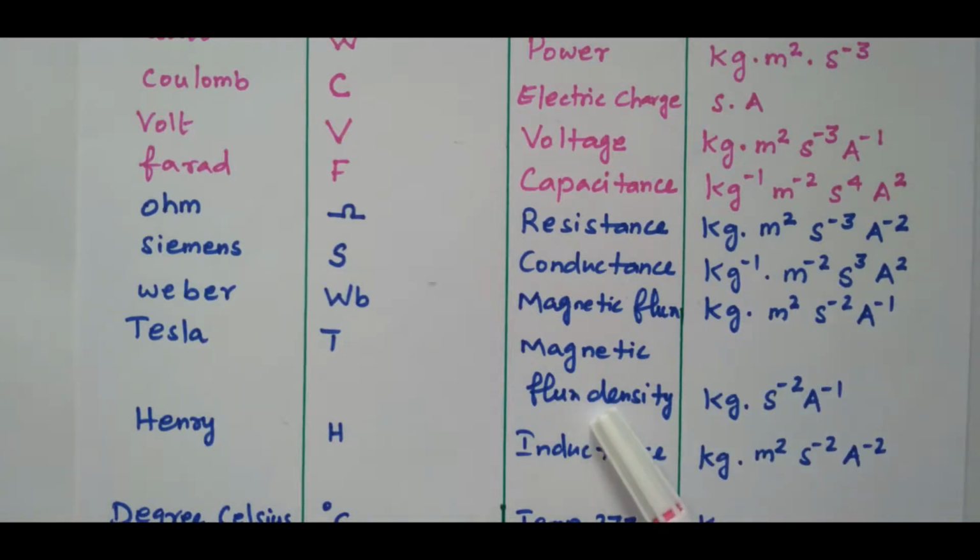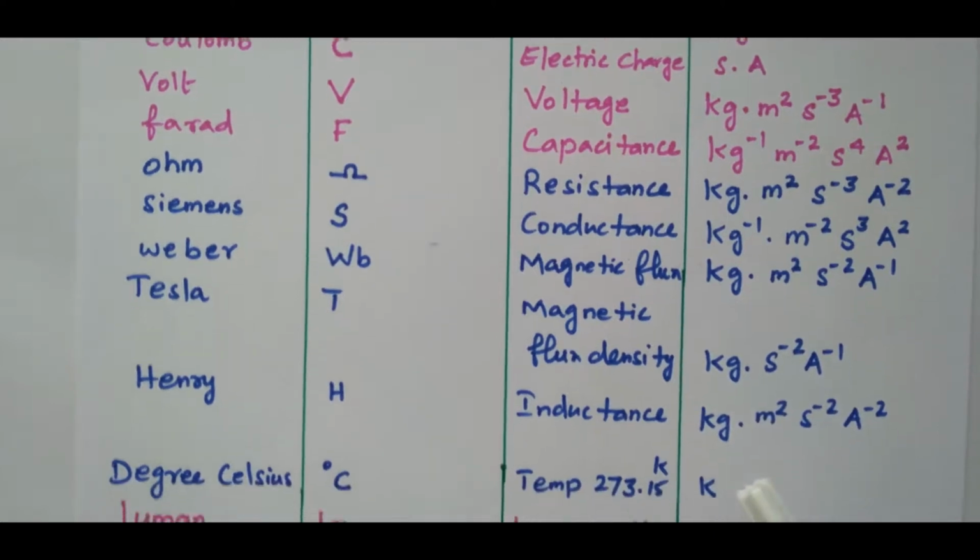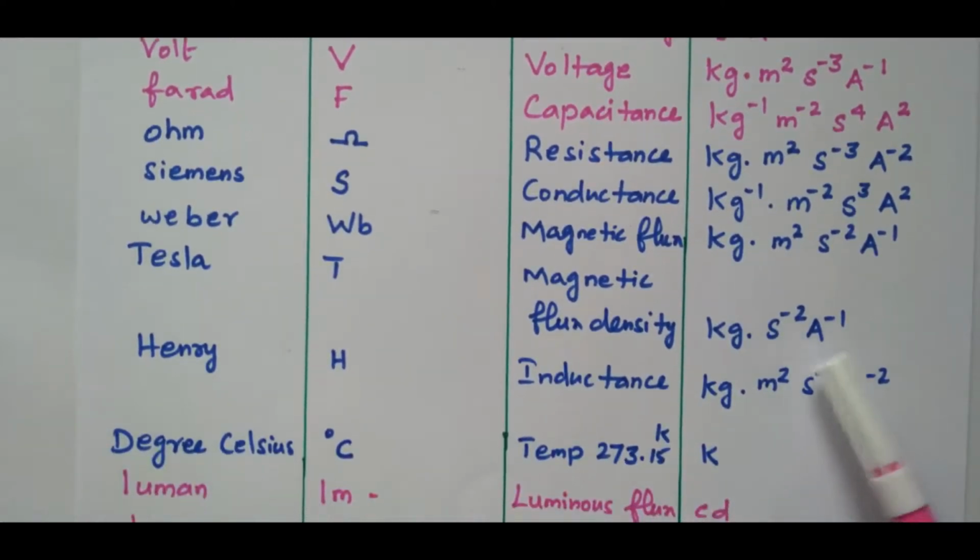Magnetic flux density is given as Tesla. The symbol is T. Magnetic flux density, Tesla: kg s⁻² A⁻¹. Right? The base units are kg s⁻² A⁻¹.